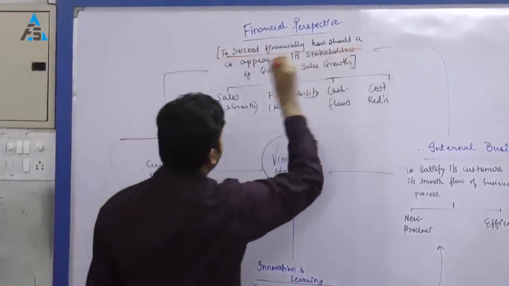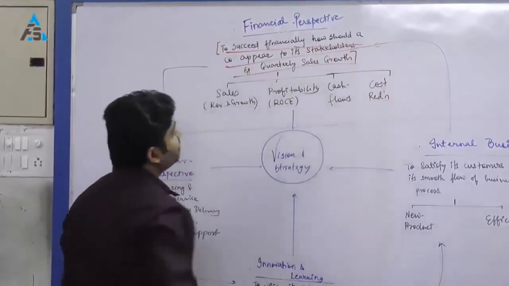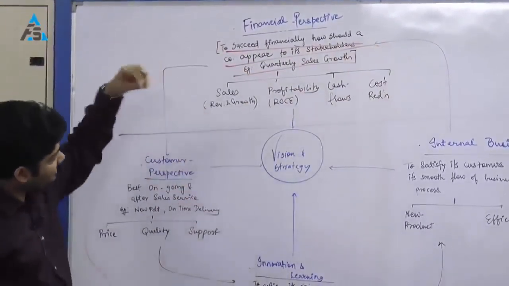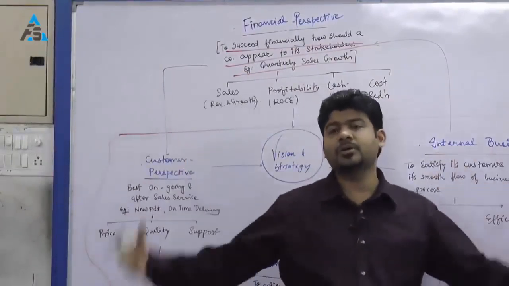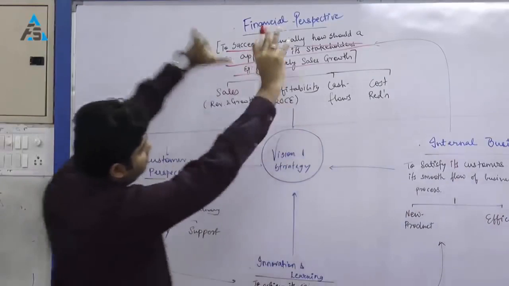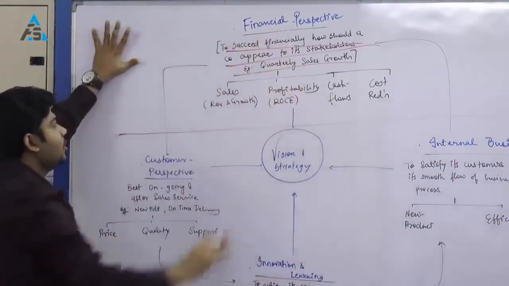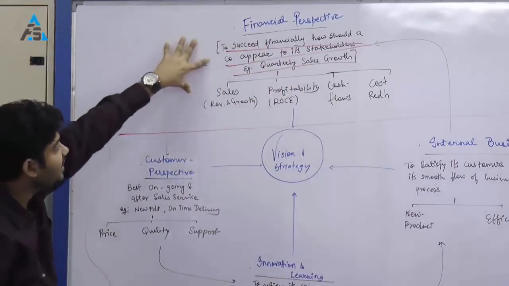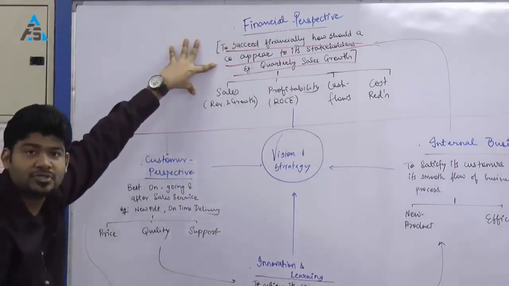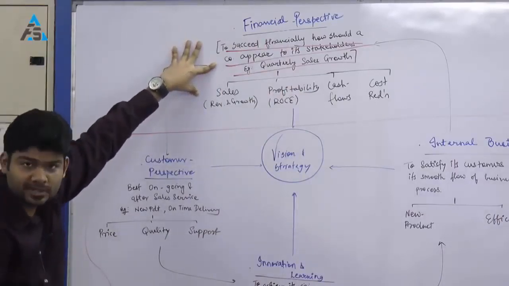To succeed financially, how should a company appear to stakeholders? वो तब भी होने वाला है जब मेरा sales, profitability, cash flows, cost reduction, वो सब, you know, the whole scenario is just so happening. Tab bhi acha hoga. That is my financial perspective.